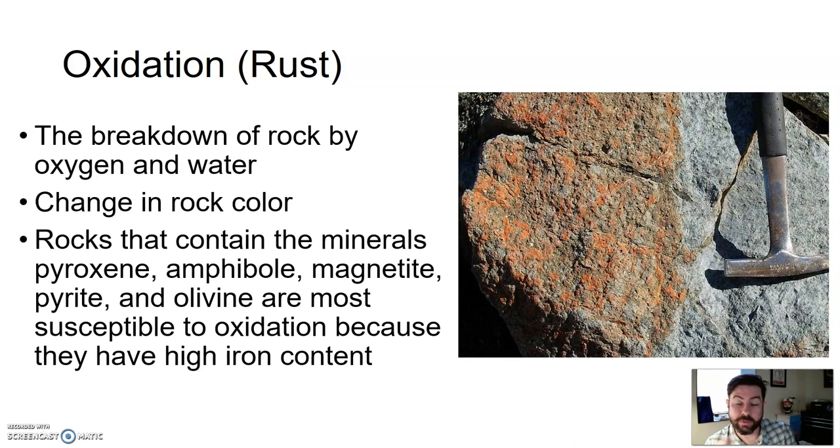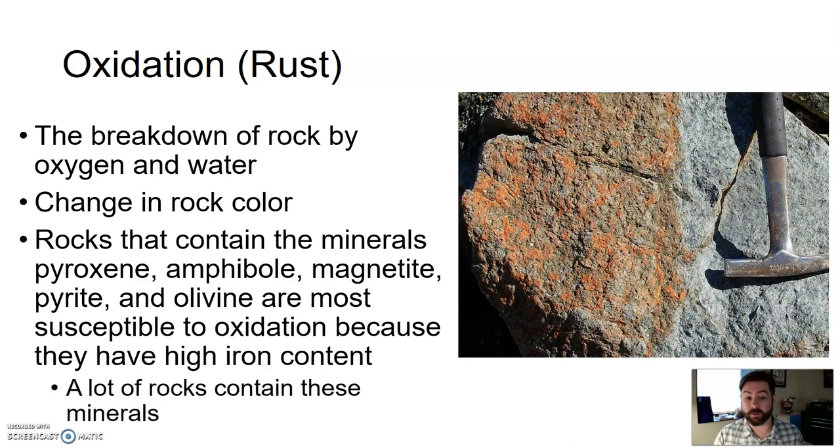There are certain minerals, some of which we looked at in the Unit 5 lab, some not. But minerals like pyroxenes, amphiboles, magnetite, pyrite, and olivine are all susceptible to oxidation because, again, they have a high iron content. Some of those you identified in lab, some not. But again, a lot of rocks contain these minerals. So a lot of rocks are susceptible to oxidation. When they rust, material flakes off.